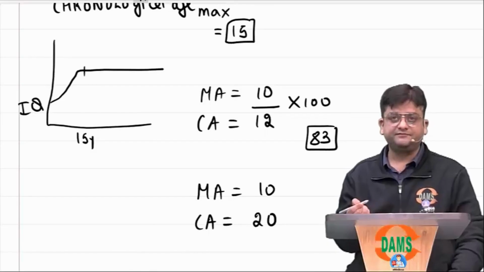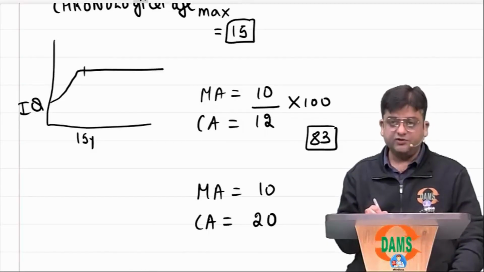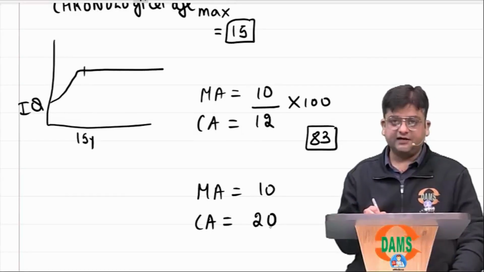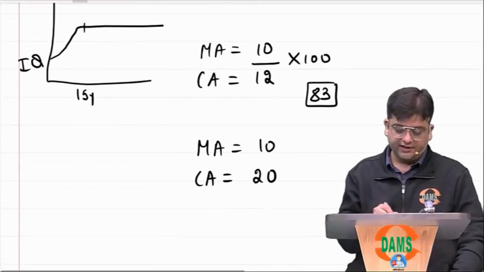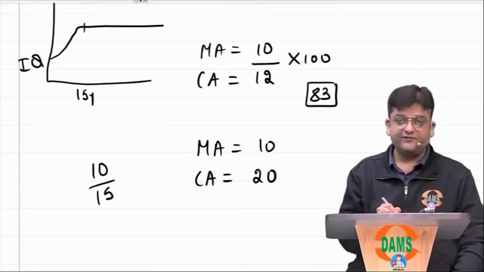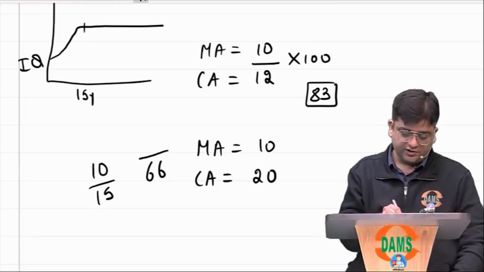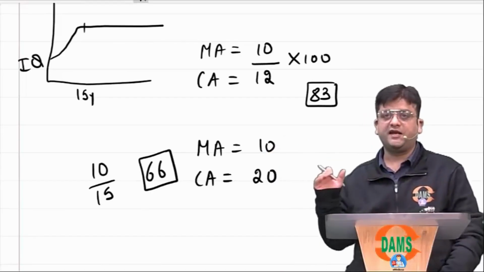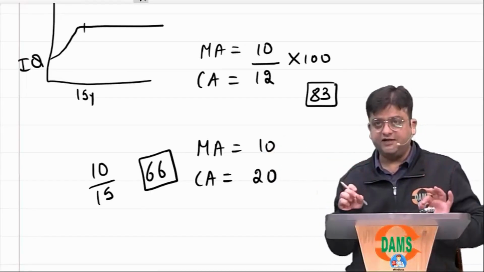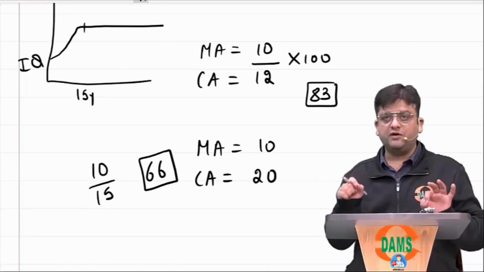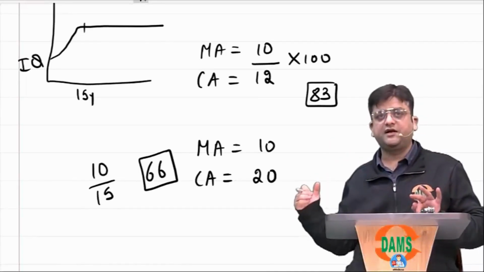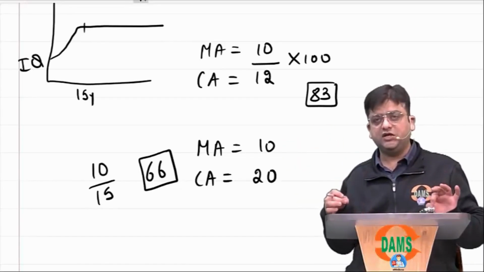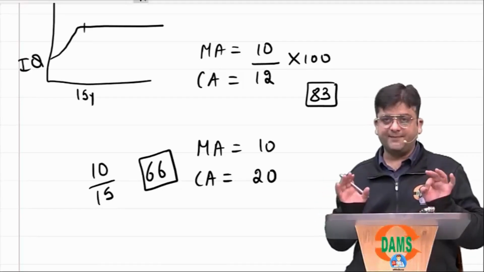83 something. But suppose they tell you to calculate IQ of Ram with mental age 10 and chronological age 20. Calculate 10 by 15. IQ approximately 66. Don't make the mistake of calculating 10 by 20. After 15, the denominator should not be taken as the actual denominator, it should be taken as 15, because your IQ can't increase beyond 15 years of age. Am I clear?